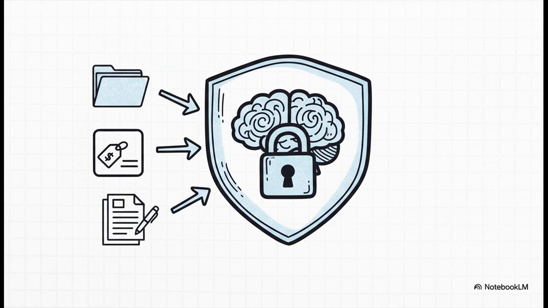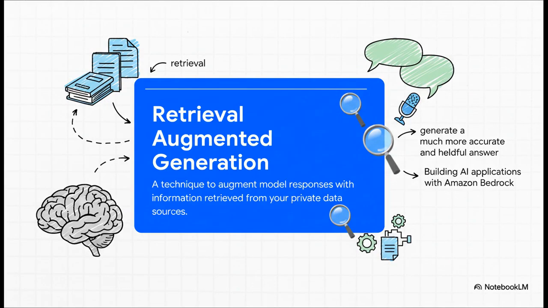A general-purpose AI is smart, for sure, but it doesn't know anything about your product catalog, or your internal company policies, or your customer history. Bedrock gives you the tools to securely teach the model about your world. So how do you do that? Well, one of the most powerful ways is with a technique called Retrieval Augmented Generation.